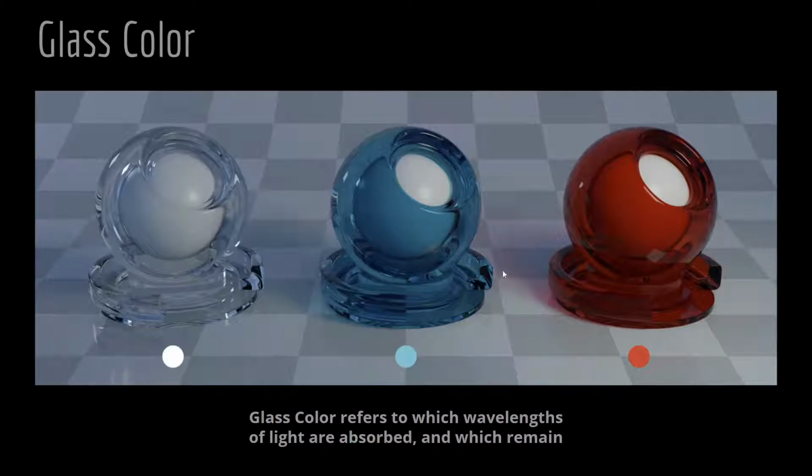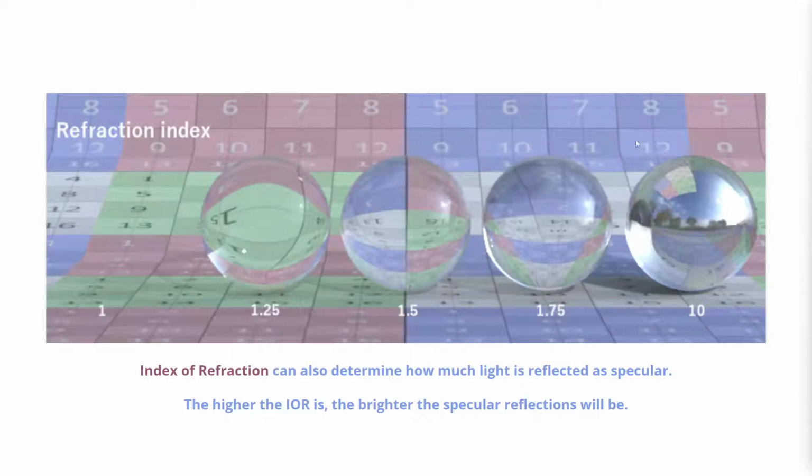But something like, let's say, Kool-Aid or Gatorade is going to be reflecting certain wavelengths of light, which gives it a prominent color. And as a reminder, referring back to our specular reflection talk in the previous video, the index of refraction can also determine how much light is reflected off the surface. So that same property that's changing the bending of light can also change how much light is reflecting. So the higher the index of refraction is, the brighter our reflections are going to be.